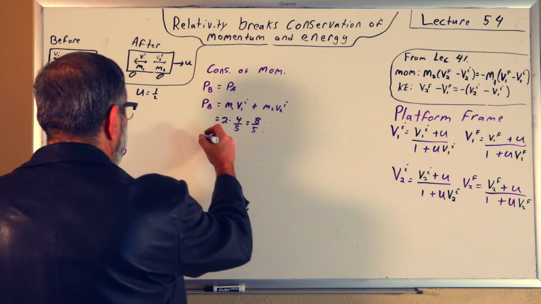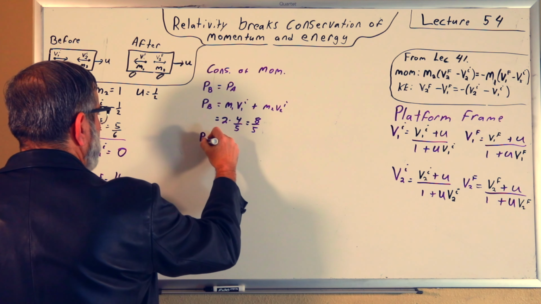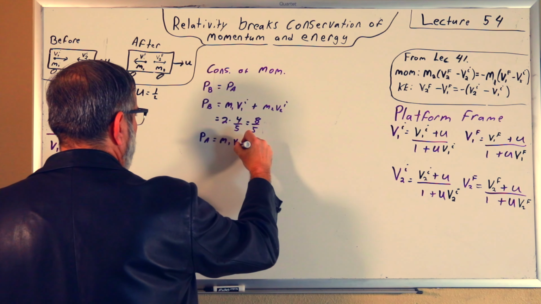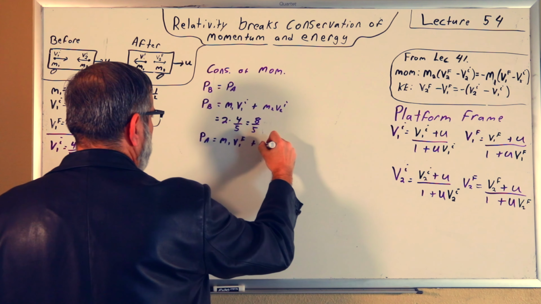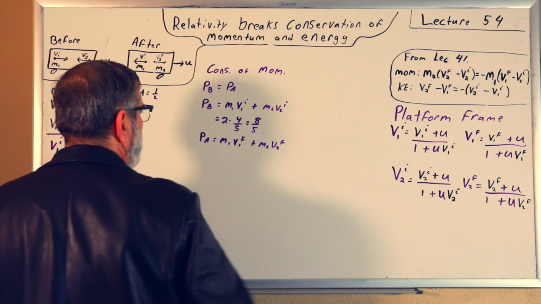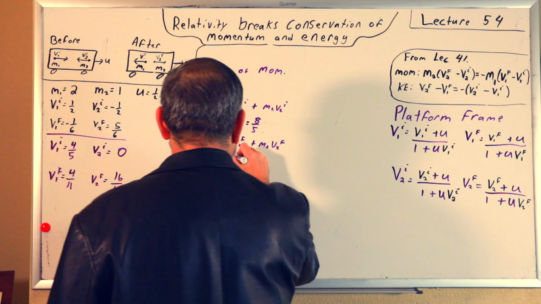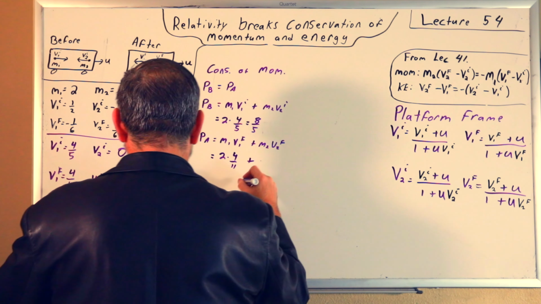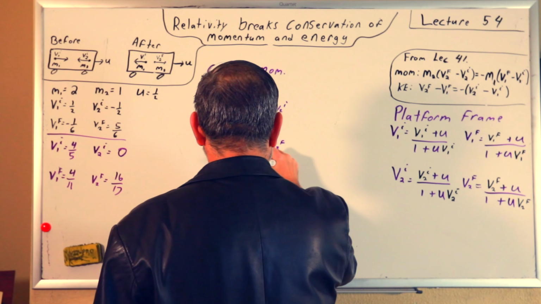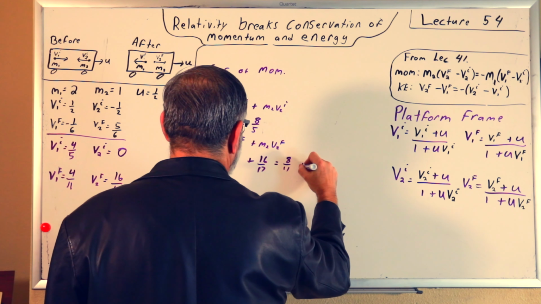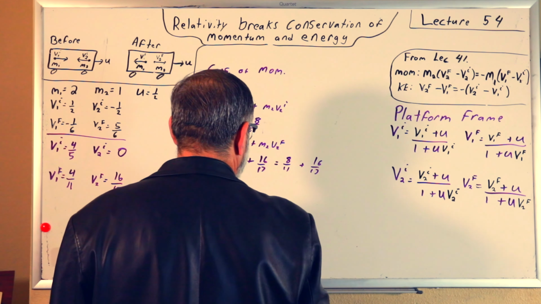Okay, so what about P after? P after is going to be M1 V1 final plus M2 V2 final. Again, M1 is 2, V1 final is 4/11, plus M2 is 1, times V2 final is 16/17. This is 8/11 plus 16/17.